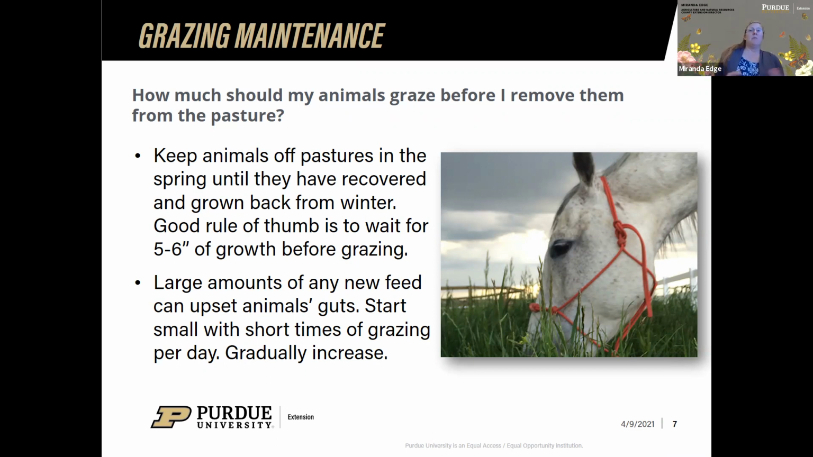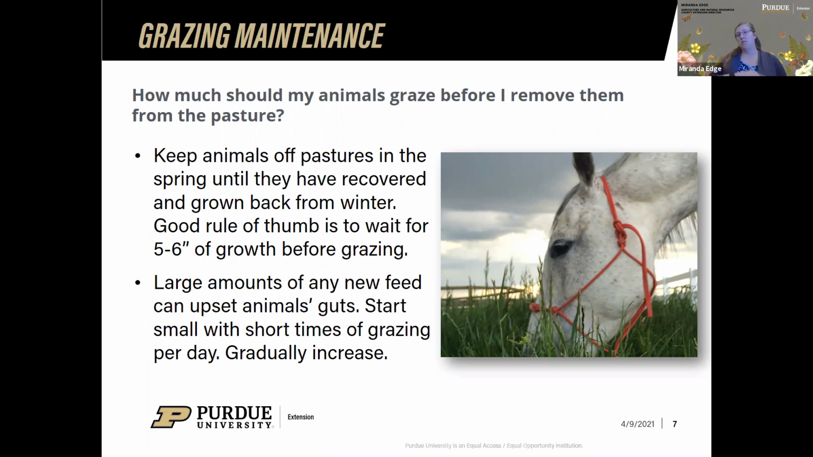So now that we have an idea of what our soil health is, we've increased the fertilization, and it's got good growth before these animals go on the pasture. Now what do we do? We've found that it's best to let that pasture grow to at least 5 to 6 inches in height before you start to graze.